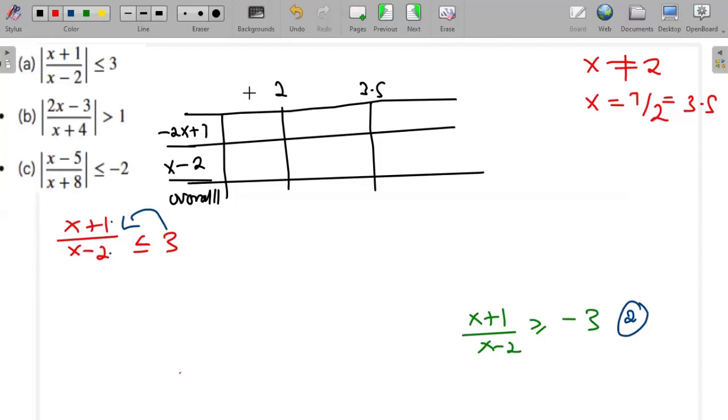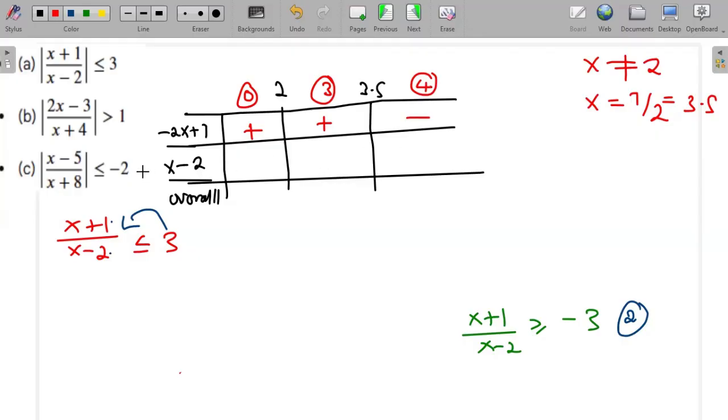Okay, for a number before 2, I'll use 0. Between 2 and 3.5, I'll use 3. And then after 3.5, I'm just going to use 4. So now let's put them into these factors. If I put 0 there, it will just be positive there. If I put 3 there, it will be minus 2 multiplied by 3, minus 6 plus 7, positive 1. So this will be plus again. If I put 4 there, it will be minus 2 multiplied by 4, that will be minus 8 plus 7, I get minus 1. So that will be minus.